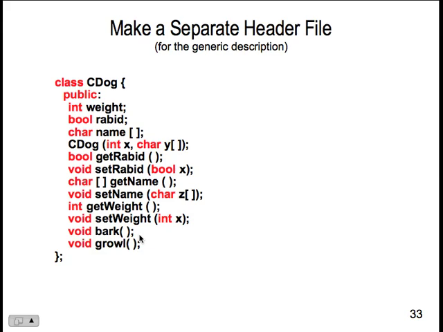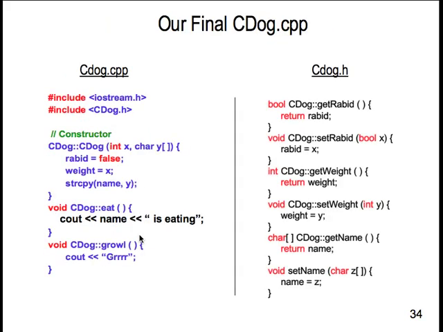If you're familiar with function prototypes, that's what you're putting into the header file, which means every implementation of the specification must implement all of the header's prototype functions, methods, which means if it's in the header file, it must be implemented in the implementation of the .c++ file. So here's our final CDog.c++ file. We have CDog.h, and it has in there all of the functions.